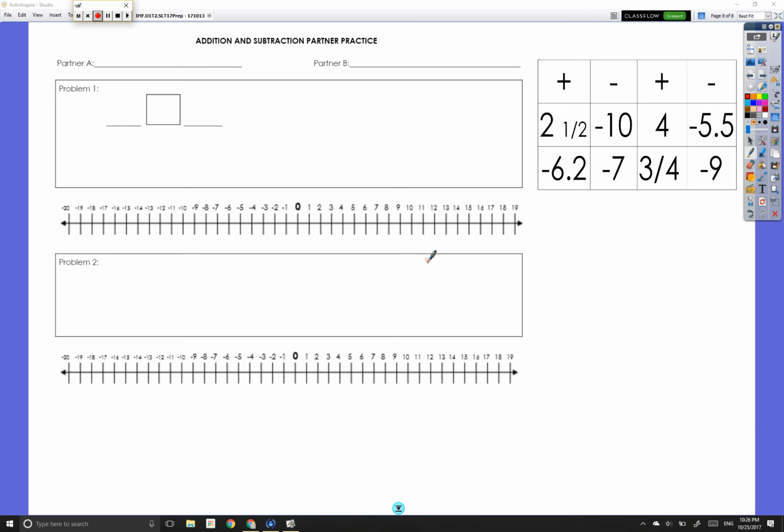So today you're going to do a partner practice. To start off, you each have a colored pencil. Put your name at the top, and each of you has a different color. So we're going to start off like this.